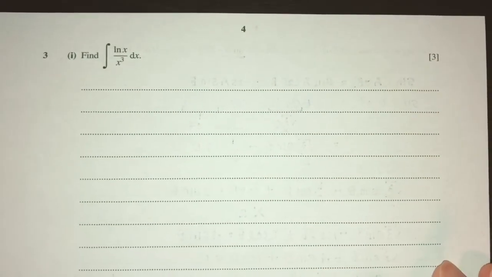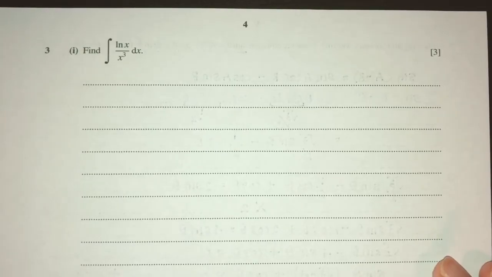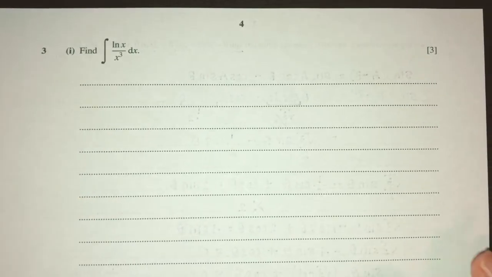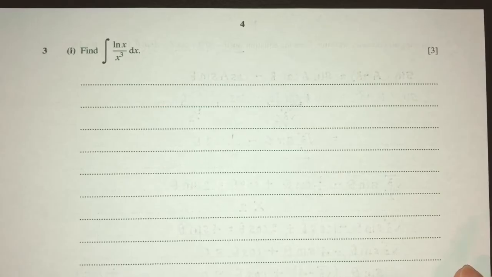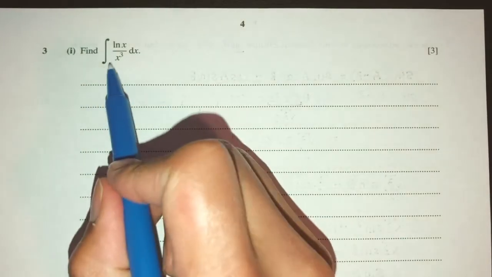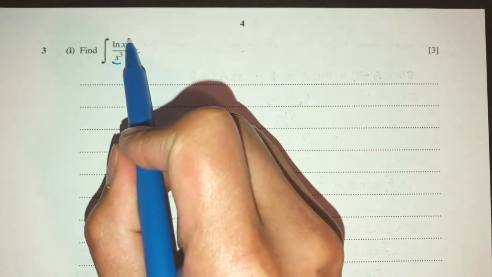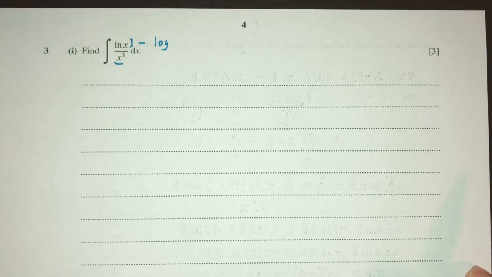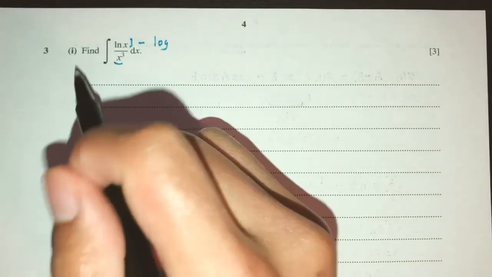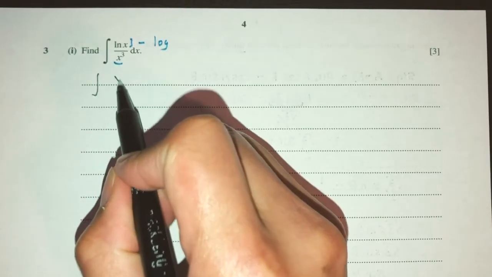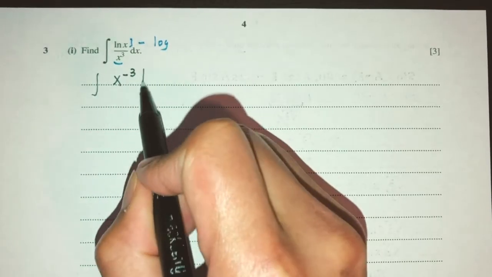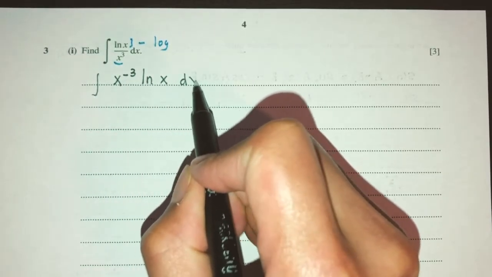Now let's move on to question number 4. We have to evaluate this integration. What do you observe? We have two different kinds of expression: here we have algebra, and here we have a logarithm function. So we have to do integration by parts. First, we have to try to simplify this. It can be rewritten as x to the power minus 3 times ln of x dx.